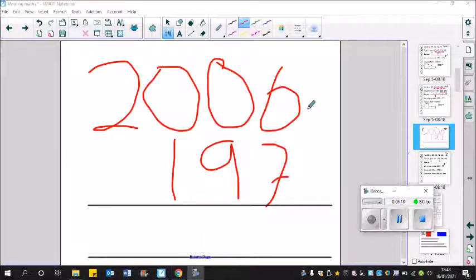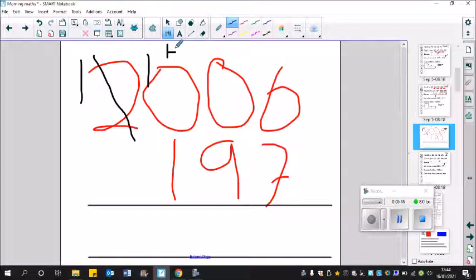Okay, welcome back. Here we go. 6 take away 7. Now 6 take away 7 we can't do, as you'd expect. So therefore, can we exchange with this one? No. Can we exchange with this column? No. Can we exchange with this column? Yes, we can. So if we've got 2,000 and we give one away, therefore we're going to be left with 1,000 here. And if we give one away to here, then we put that one just there. This now means that we've got 10 in the hundreds column, so we'll put an H there.